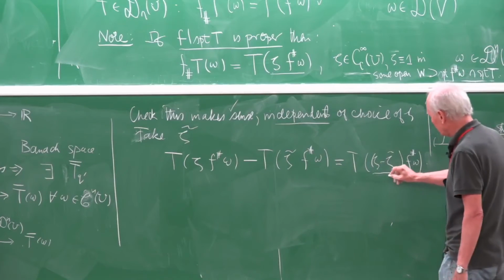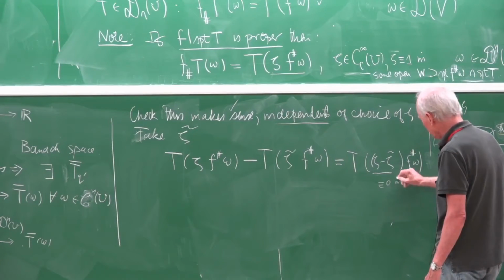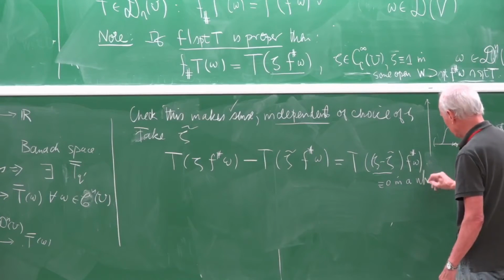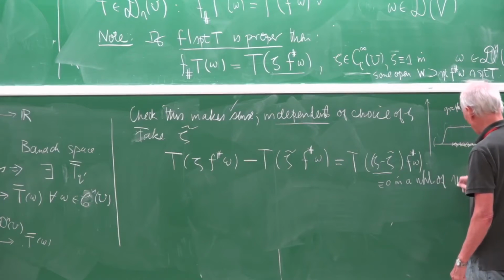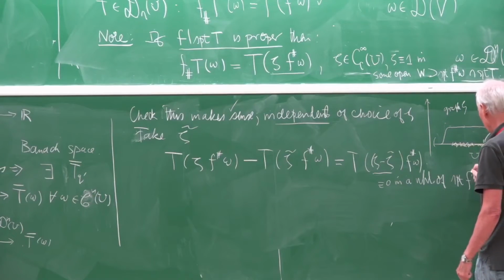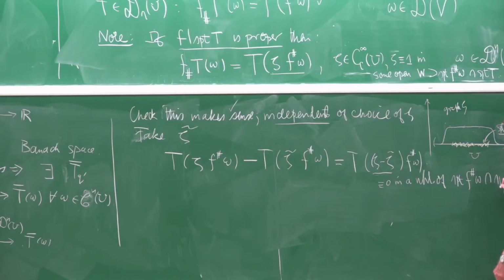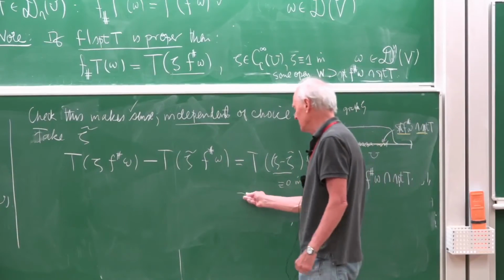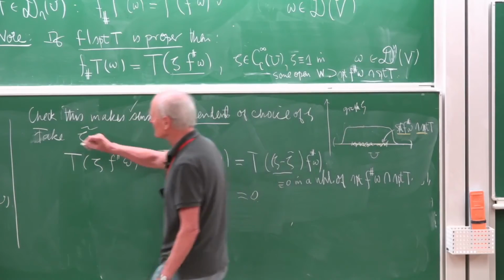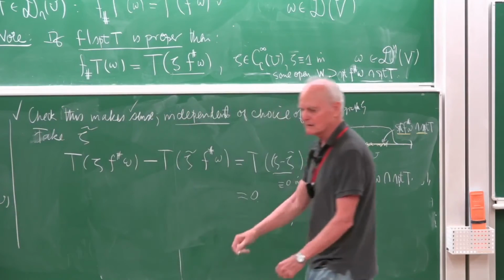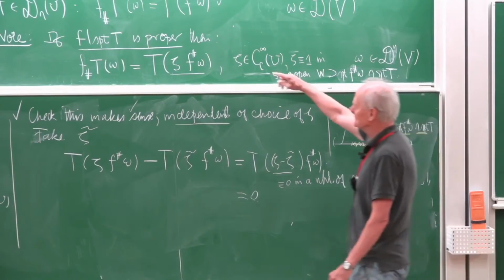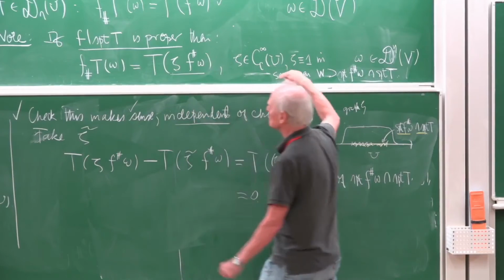And this is identically 0 in a neighborhood, in fact in the same neighborhood, of the support of F sharp omega intersect the support of T. And that means, of course, this is 0. The right side is then 0. So indeed, this is definitely independent of the choice of zeta. So that's good. It not only makes sense, but it's independent of the choice of zeta.